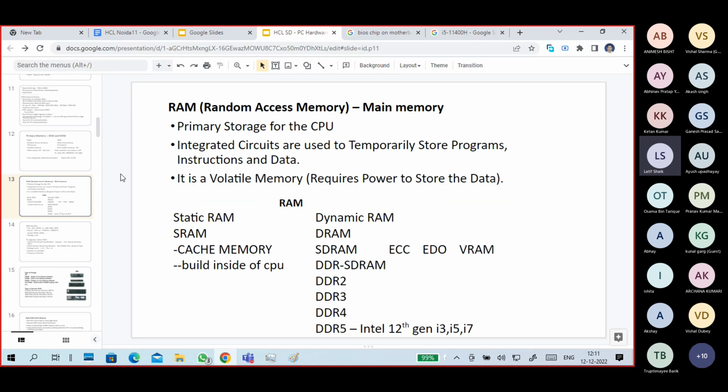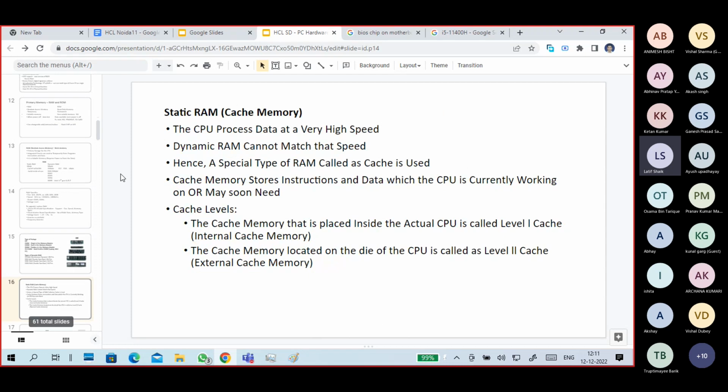Coming to the RAM, guys, again, RAM is a primary memory and it is the main memory. When you say main memory, it means your RAM only. It is a volatile memory and requires power to store data. If the system is on, RAM stores data. If the system is off, RAM does not contain anything. That is your RAM. RAM is like a fetching type. So I will show you this.